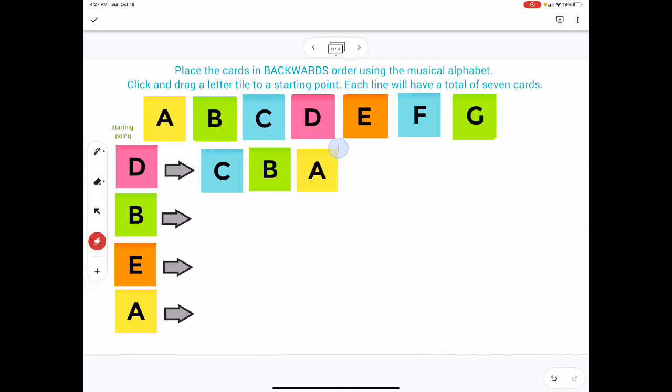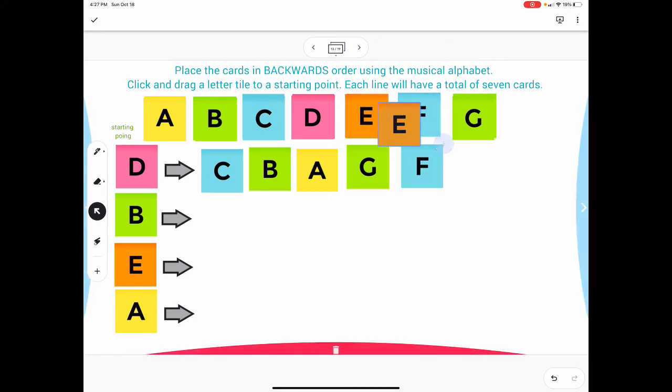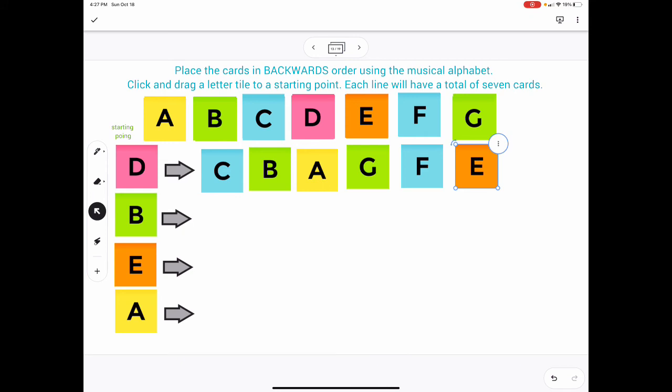Now, in the regular musical alphabet, nothing comes before A, right? But in the musical alphabet, once we finish with A, we start the sequence again back on G. So in music, when we say what comes before A, we say G. We start the sequence of 7 letters again. And it would be F, and then it would be E. So the musical alphabet going backwards, starting on D, would be D, C, B, A, G, F, E.